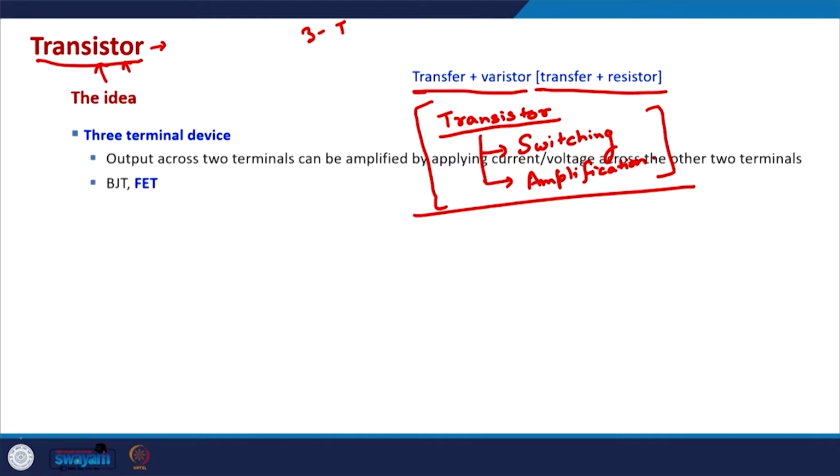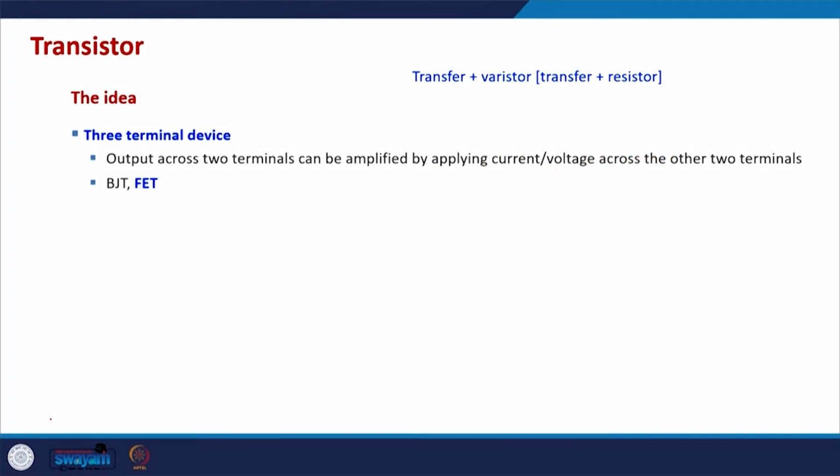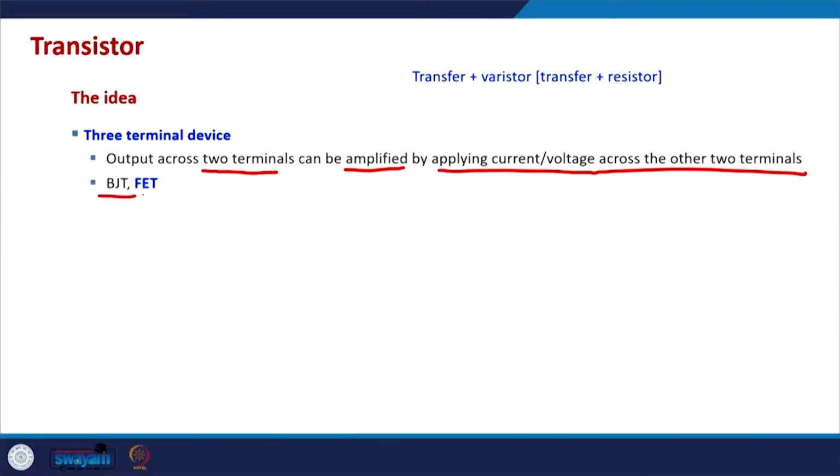The idea of the transistor is that it is a 3-terminal device and it can achieve two operations: switching and amplification. In other words, the output across two terminals can be amplified by applying current or voltage across the other two terminals. So, the output across two terminals can be switched on and off or amplified by the third terminal. There are two types of transistors, and I guess most of us know about this. One is the BJT, the bipolar junction transistor, and the second is the FET.